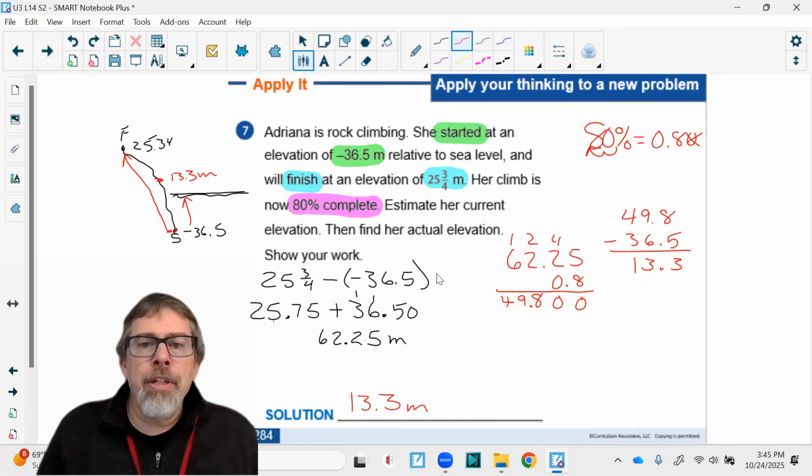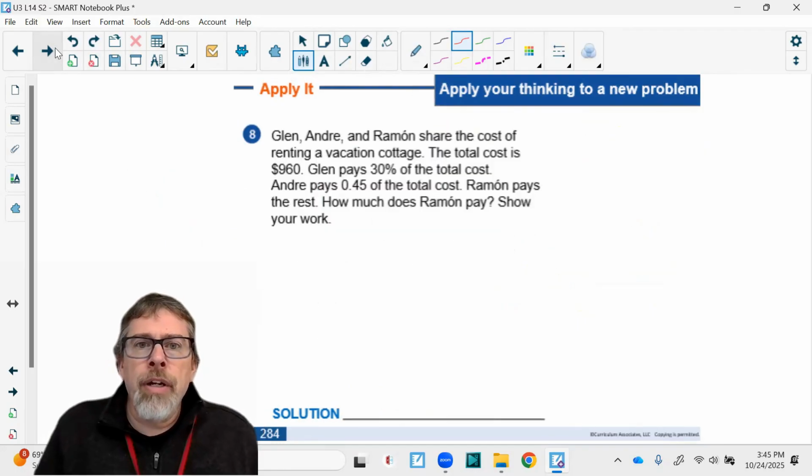Okay, that one was a pretty challenging problem. Number 8, Glenn, Andre, and Ramon share the cost of renting a vacation cottage. Okay, the total cost is $960. Glenn pays 30% of the total cost. Andre is going to pay 0.45 of the total cost, and Ramon is going to pay the remainder. Okay, how much does Ramon pay?